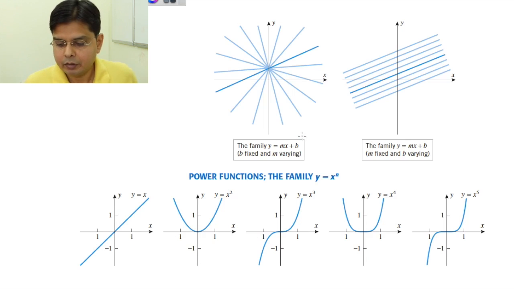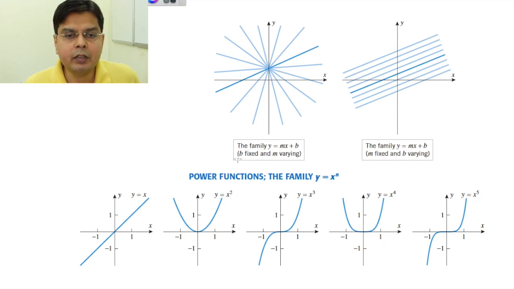Now we'll draw graphs of some simple functions. First of all, this is a family y is equal to mx plus b. Obviously, all of you know that the graph of y is equal to mx plus b will be a straight line.